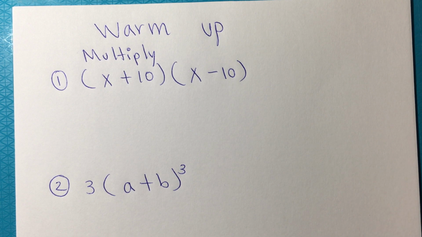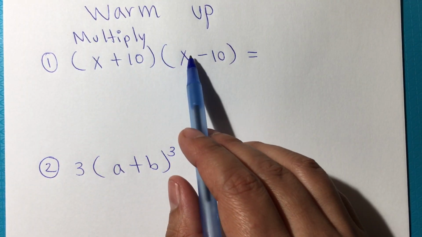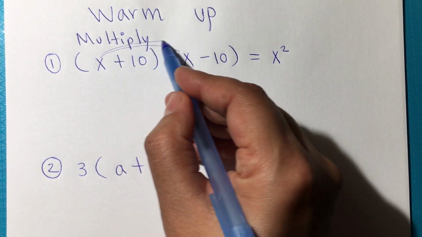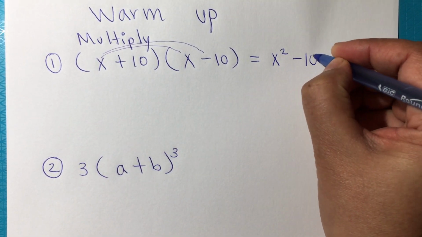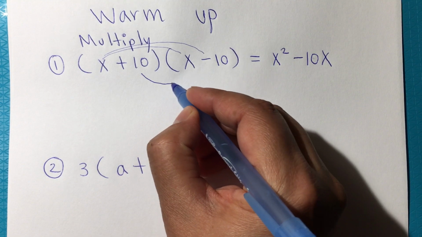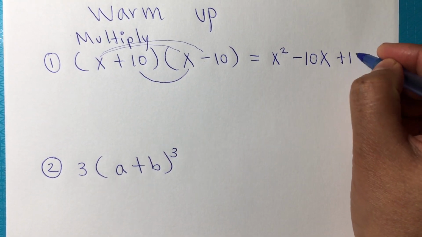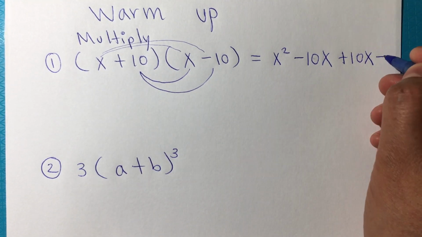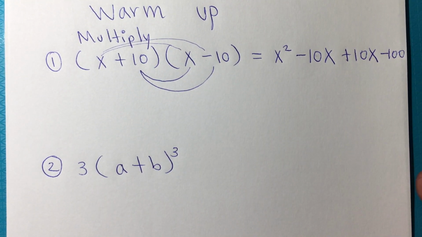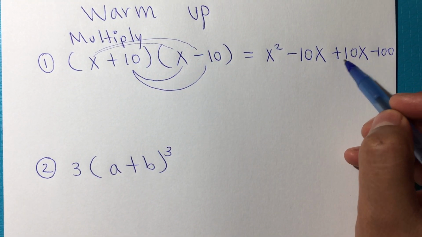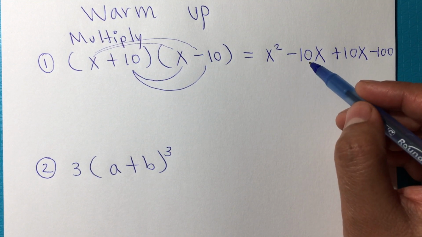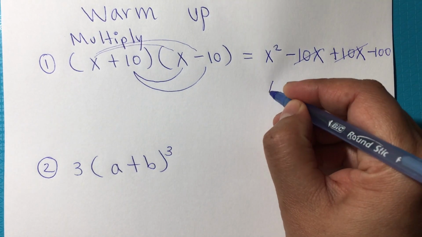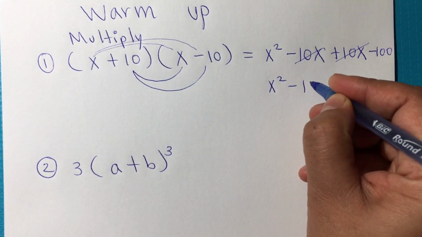And so it says in here multiply. So x times x is x squared. X times negative 10 is negative 10x. 10 times x is 10x. And 10 times negative 10 is negative 100. We combine like terms, and as you can see, the middle two terms, the outside and inside of FOIL, cancel each other, and so you end up with x squared minus 100.